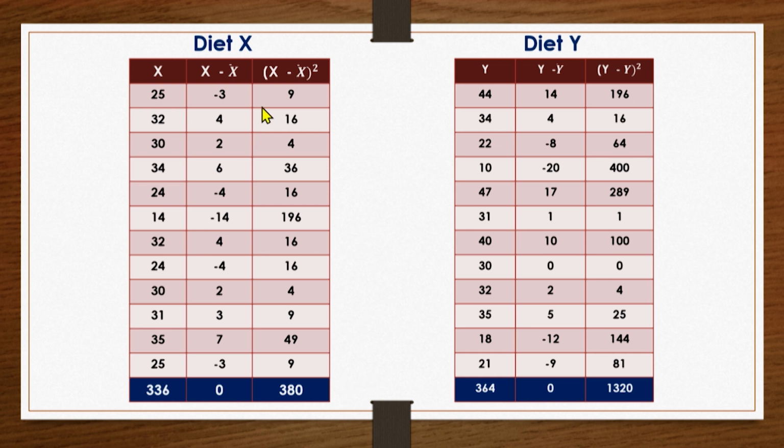This is for diet x, and similarly we can compute for diet y. In computing diet y, in the first column we have the diet y variable, which is given by 44, 34, 22, 10, etc. up to 21. The summation value is given by 364. Similarly, we can compute y minus y bar and y minus y bar the whole square. The summation of y minus y bar the whole square is given below as 1320.